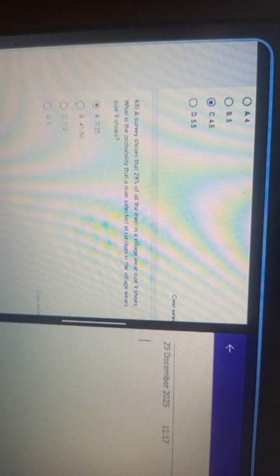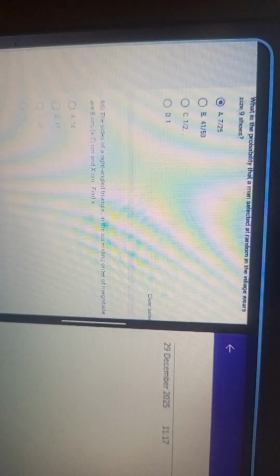All right. So we move to question 66. It says the sides of a right angle triangle in ascending order of magnitude are this. Okay. So what do we think? They said ascending order. That means from smallest to the biggest. That means the smallest side is 8, the next biggest is x minus 2, and the largest is x. And what is largest is hypotenuse.